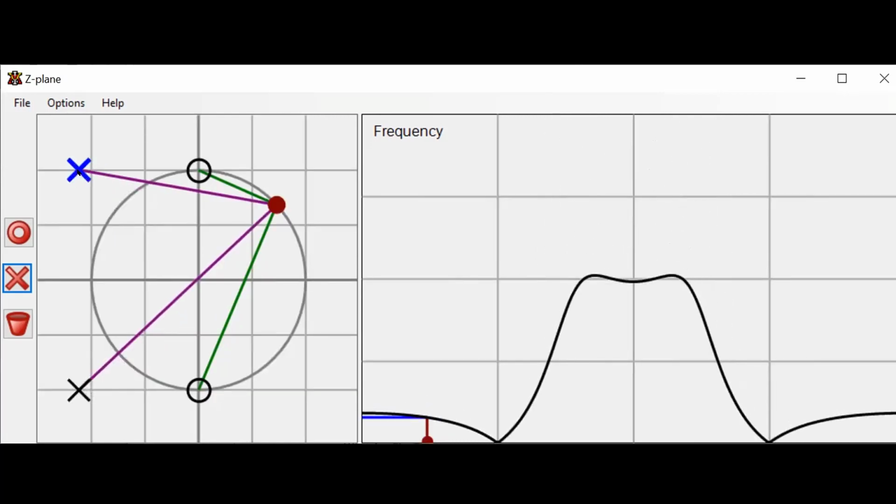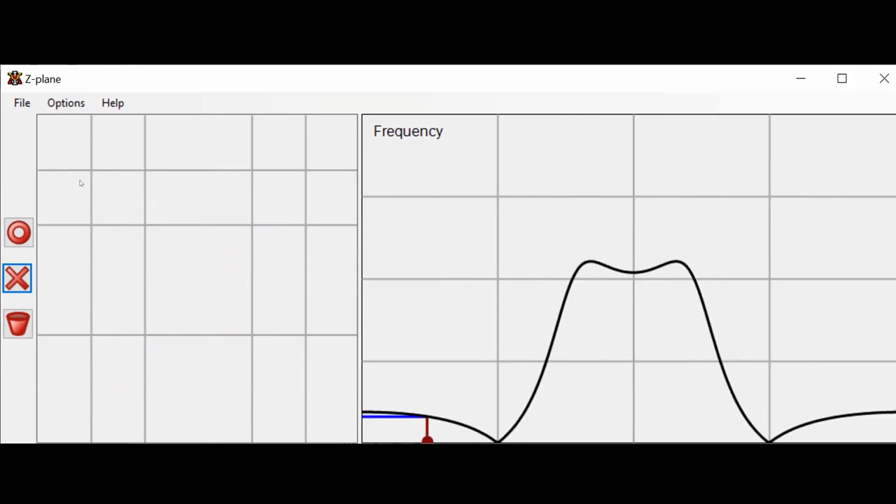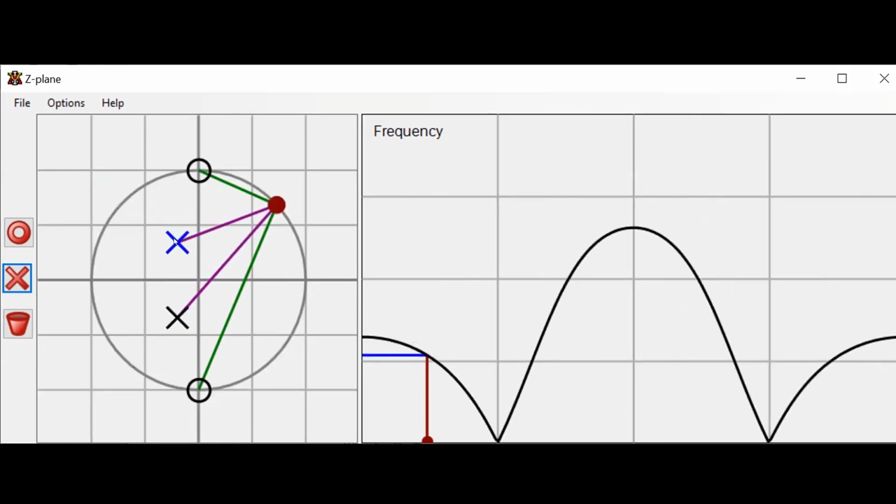We don't want to do that, though, because if we have any poles outside the unit circle, our overall system is unstable. Okay, last call for questions on that.